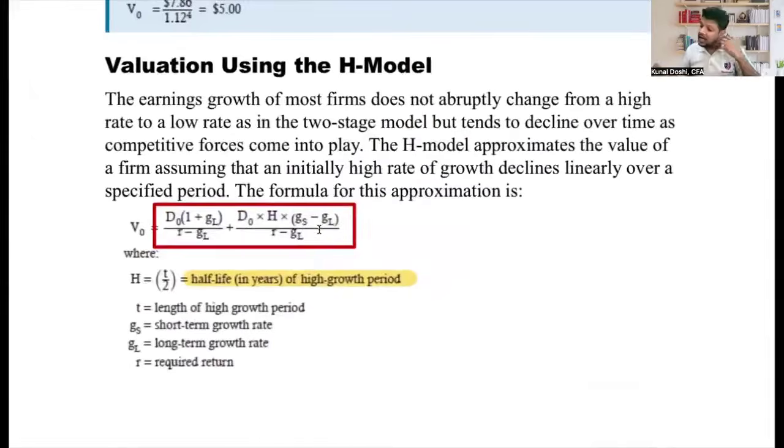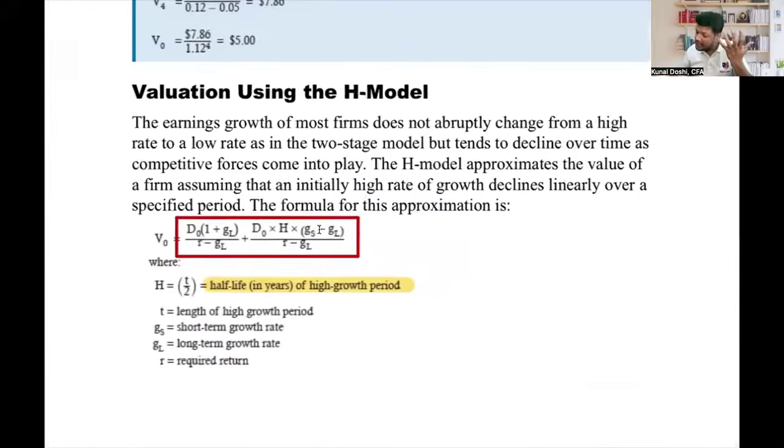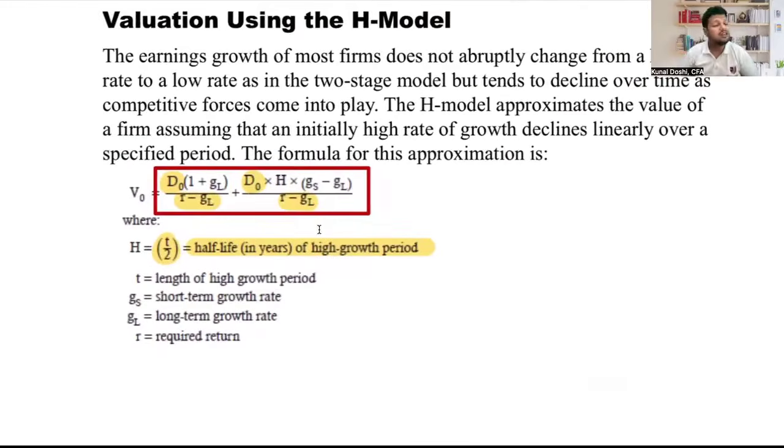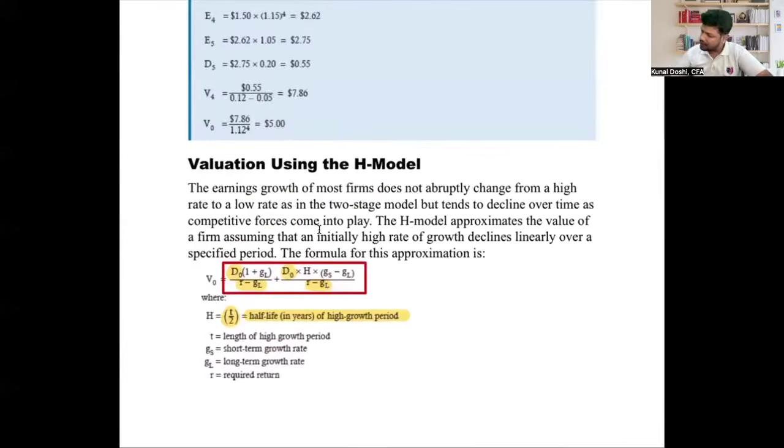This H model, I expect it to highly come up in the exam. So you can combine these both. You can pull out D0 over cost of equity minus long-term growth as common, and the remaining balance will remain, correct? Remember, H is the transition period times the difference between the short-term and long-term growth, divided by 2 just to take an average. High chance of the H model being asked in the exam.